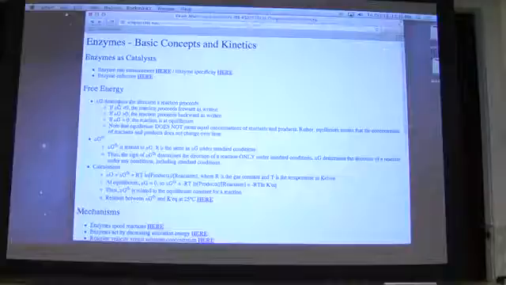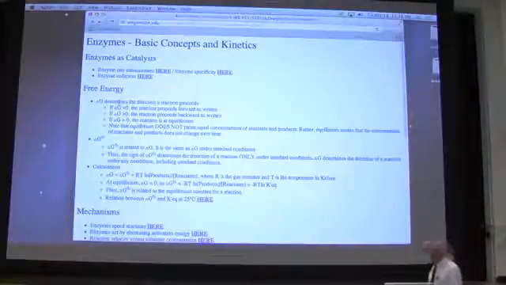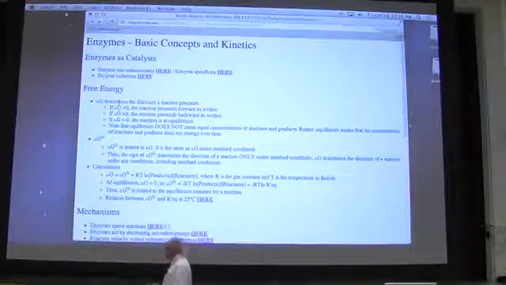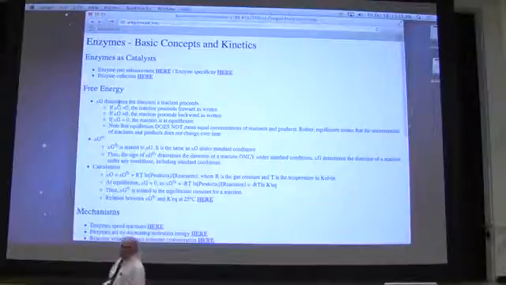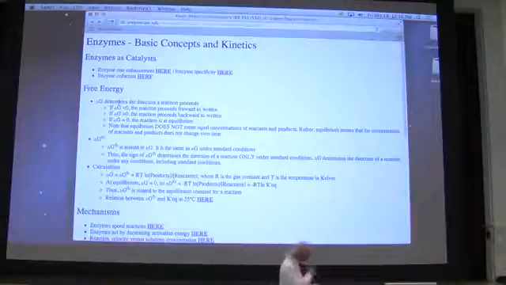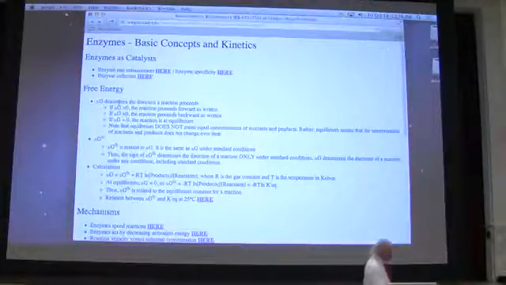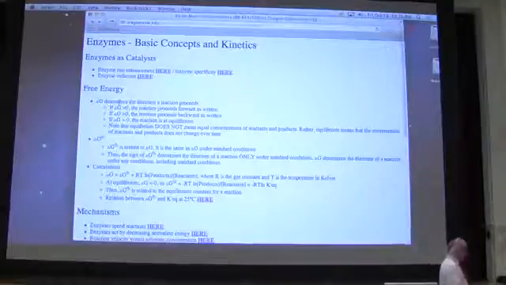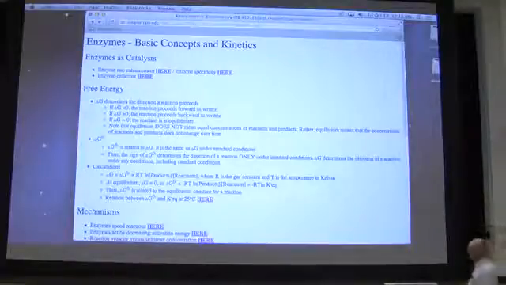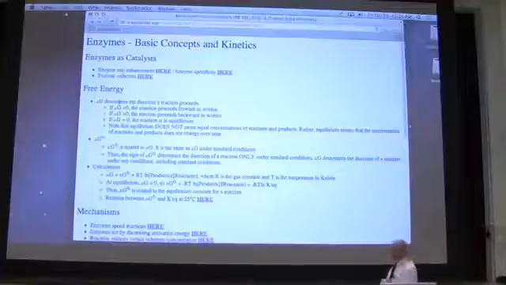Now, I'm going to give you a little heads up here. You probably learned this in freshman chemistry, but you didn't remember it. Enzymes and catalysts, they're both catalysts, do not change the overall free energy of a reaction. They do not change the overall free energy of a reaction. Okay? So all the changes that happen do not relate to the overall free energy. That's important to understand.